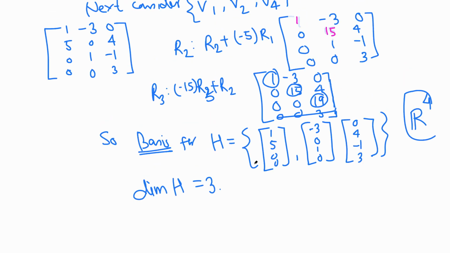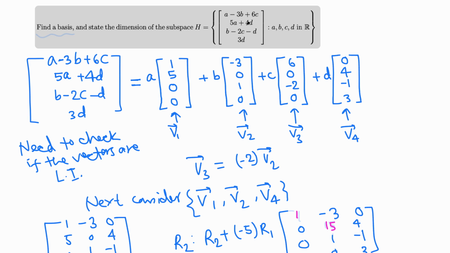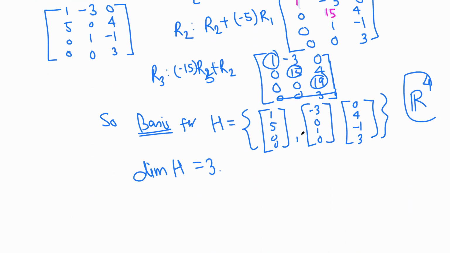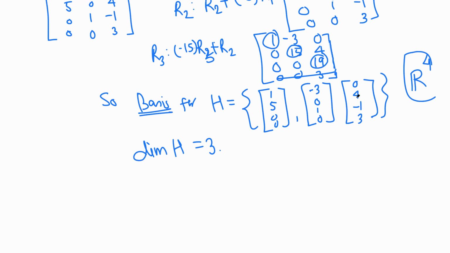What we essentially showed here is that instead of working with these 4 vectors to generate this H, we did not need all of them. We could have done the same thing using these 3 vectors. Final.